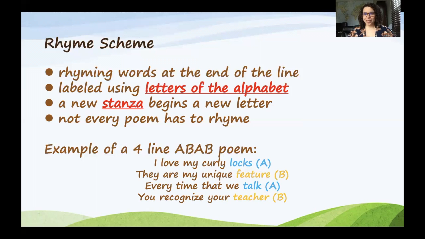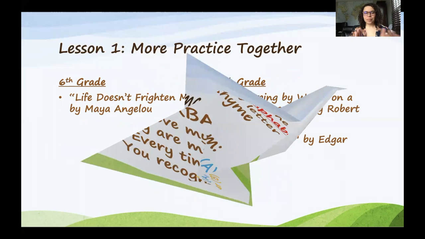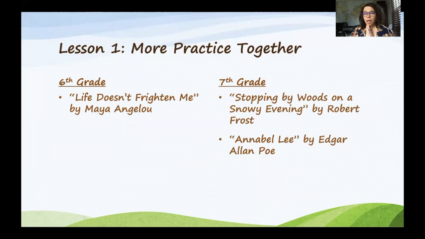We're going to do some practice in a moment. So, sixth grade, you're going to read Life Doesn't Frighten Me by Maya Angelou. And we're going to do that in just 1 second. Seventh grade, you're going to read two poems, Stopping by Woods on a Snowy Evening by Robert Frost and Annabelle Lee by Edgar Allan Poe.